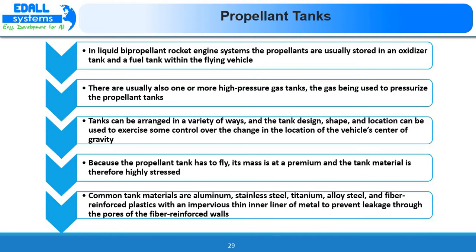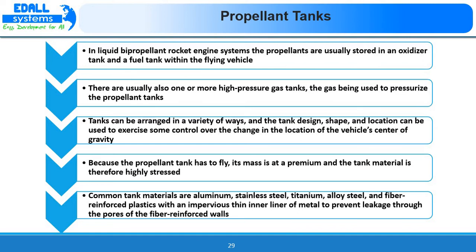In liquid bipropellant rocket engine systems, the propellants are usually stored in an oxidizer tank and a fuel tank within the flying vehicle. We have seen in the figures as well that two separate tanks are provided when a bipropellant is used. When you are using a monopropellant, then a single tank will be used, in which the desirable feed system can be used. There are usually also one or more high pressure gas tanks, the gas being used to pressurize the propellant tanks. We have seen in gas pressure fed systems of the regulated type that separate tanks are provided for the high pressure gas.